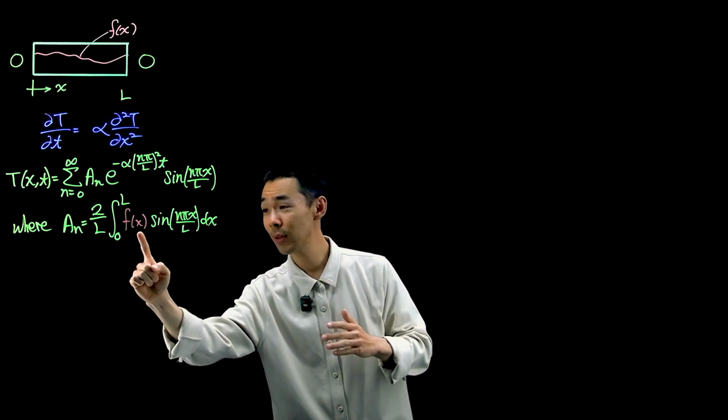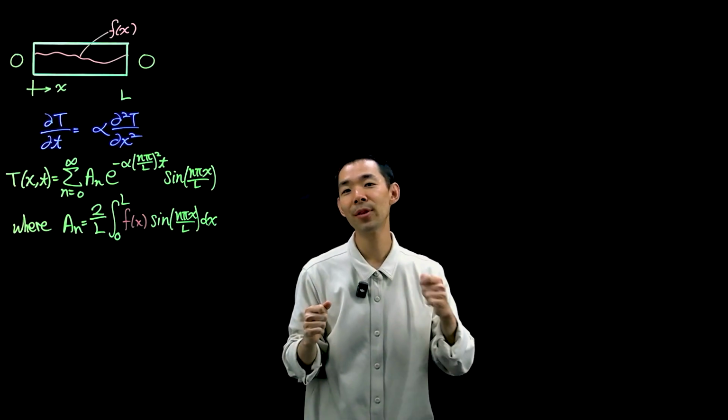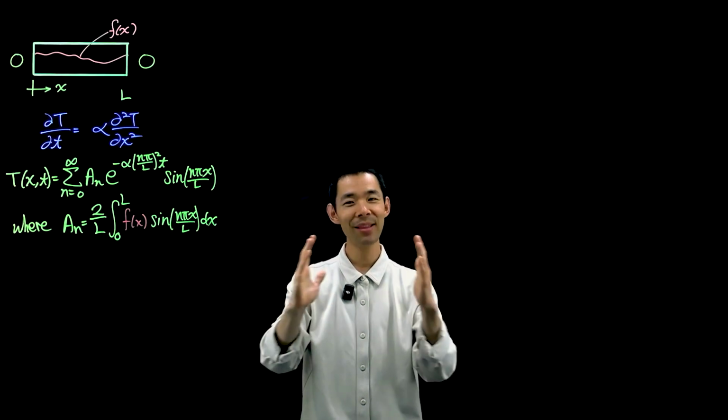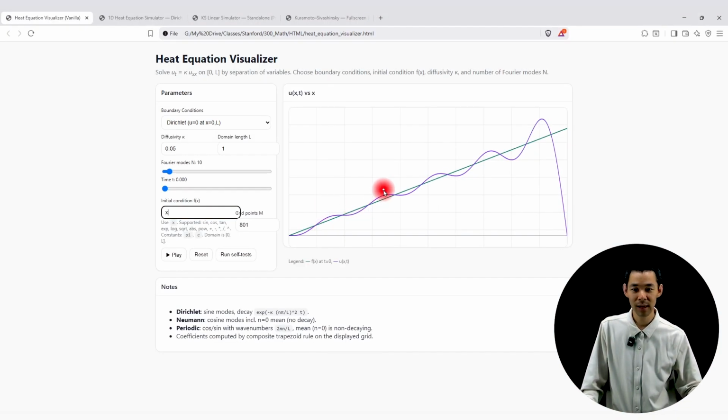So I have f of x is equal to x. I evaluate this for each n. I know exactly how many coefficients to take. If I add them together, I get the solution that you see over here on the board. So that is the up and down motion of the purple curve.